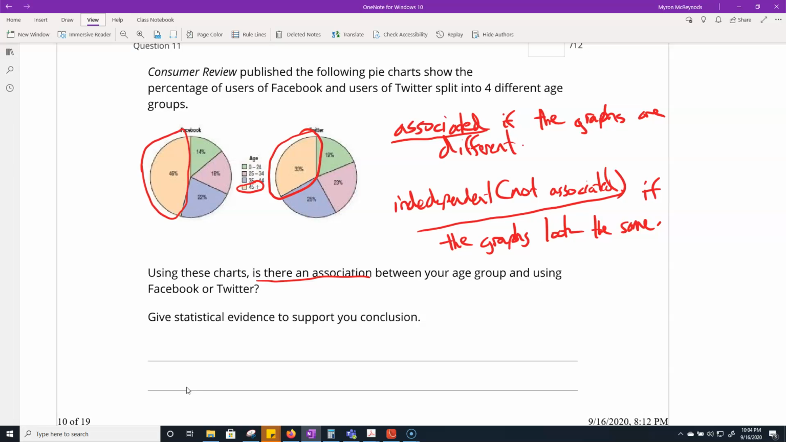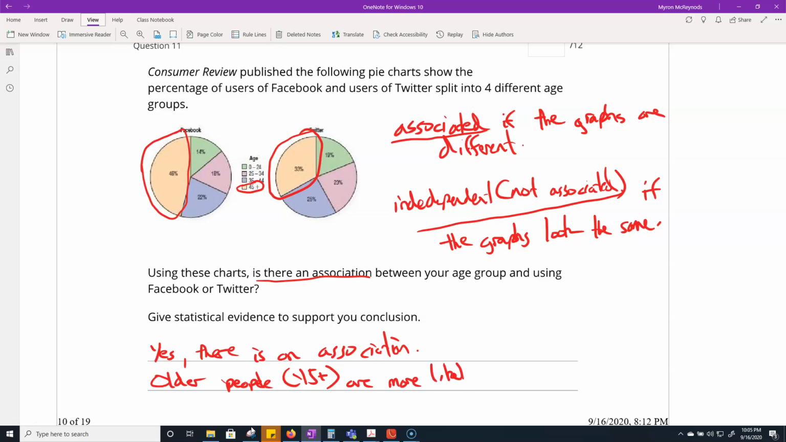So this is how I would say this in my evidence to support this. I would say, yes, there is an association. And then I would say older people, 45 plus, are more likely to use Facebook, because on Facebook they're 46%. So they're more likely to use Facebook at 46%.